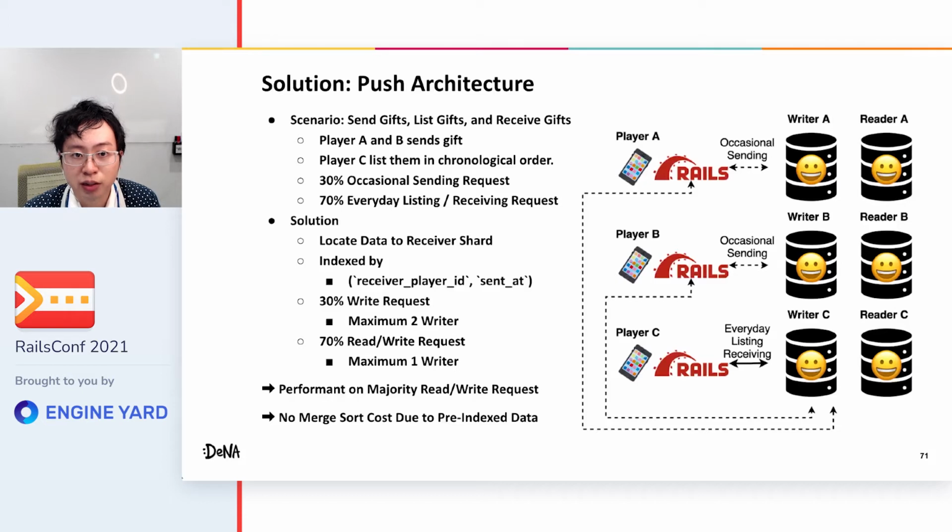The solution here is a push architecture. We locate the data to the receiver's shard, indexed by receiver player ID. By doing this, 30% write requests involve two writers and 70% read-write requests involve just one writer. Although there is an additional cost on sending gifts, this architecture is performant on the majority read-write requests. Also, there is no merge sort cost due to pre-indexed data.